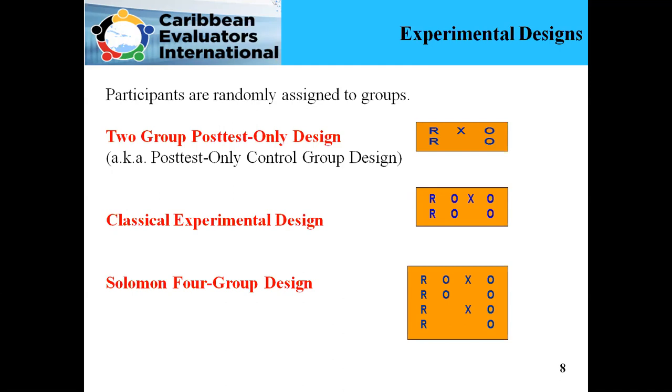So if we look at these three design options that are on the screen at the moment, we can see we have some notation there, and the notation basically indicates that it is an experimental design by the indication of the letter R, which means random assignment. You will notice that the classical experimental design has two groups, as do the two group post-test only design. But in the classical experimental design, we're actually performing an observation before we actually administer the program or treatment, and then we conduct an observation after with both groups.